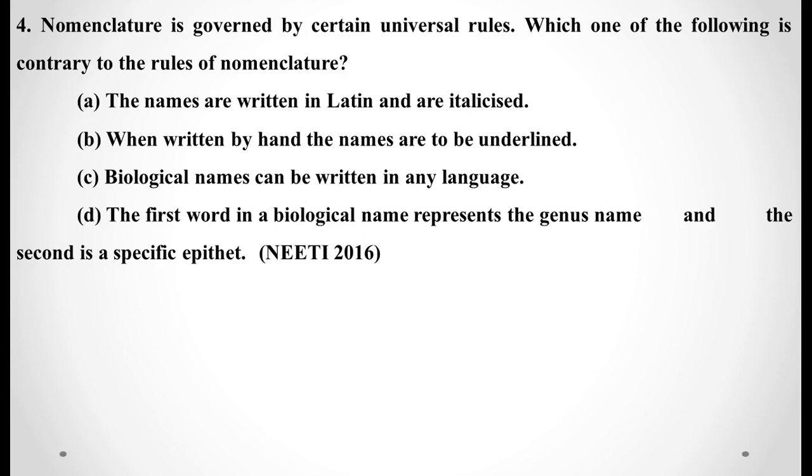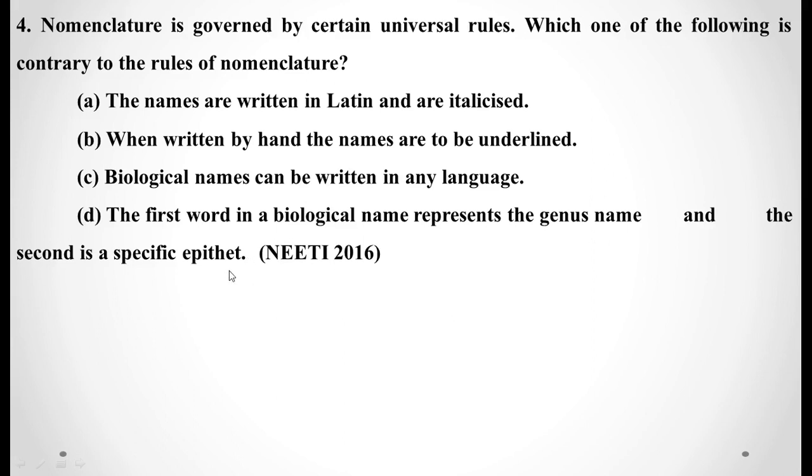The first rule: names are written in Latin and italicized. Second rule: when written by hand, the names are to be underlined. Third rule says biological names can be written in any language. And the fourth rule says the first word in a biological name represents the genus name, and the second is the specific epithet, that is the species name.